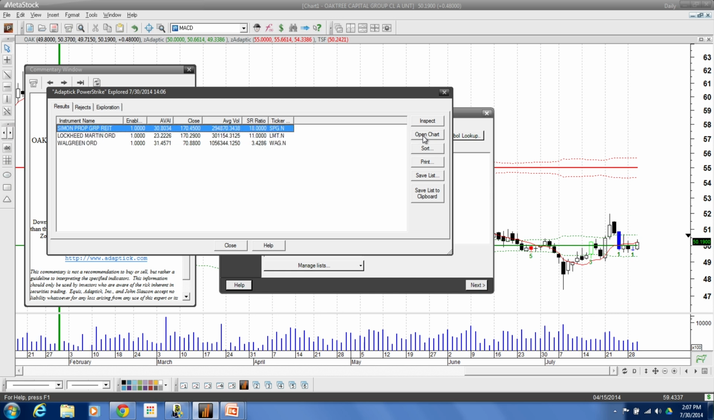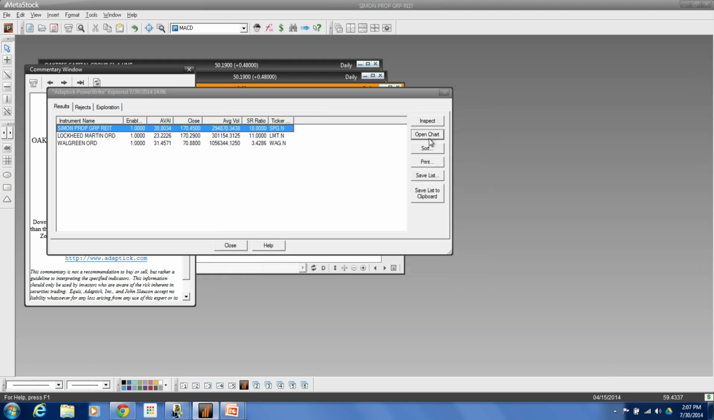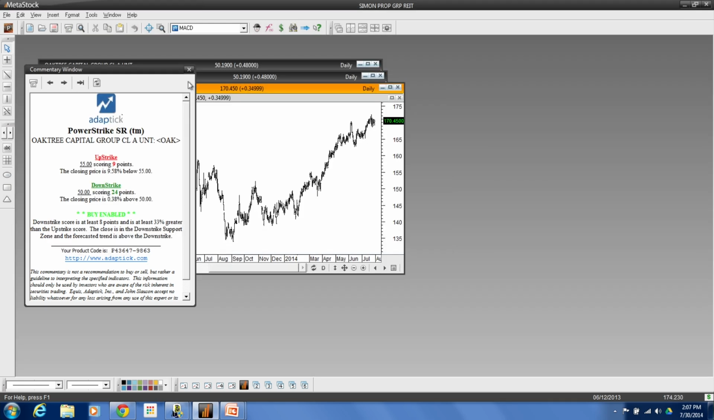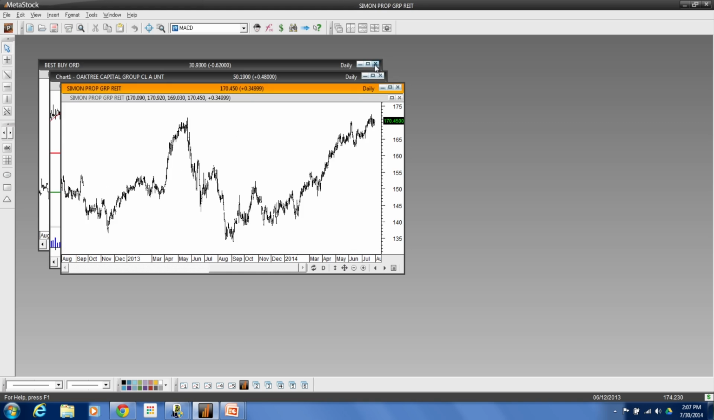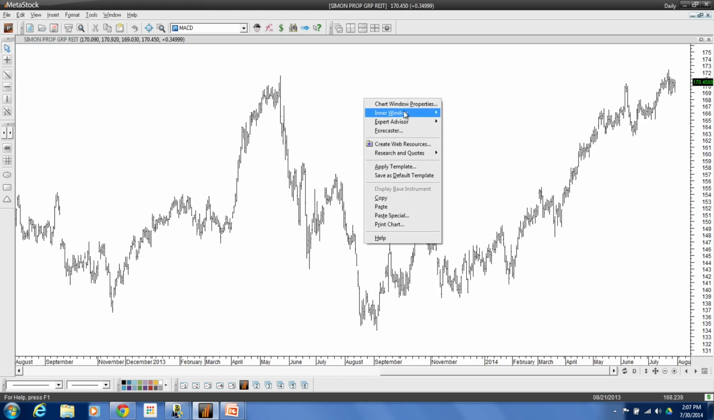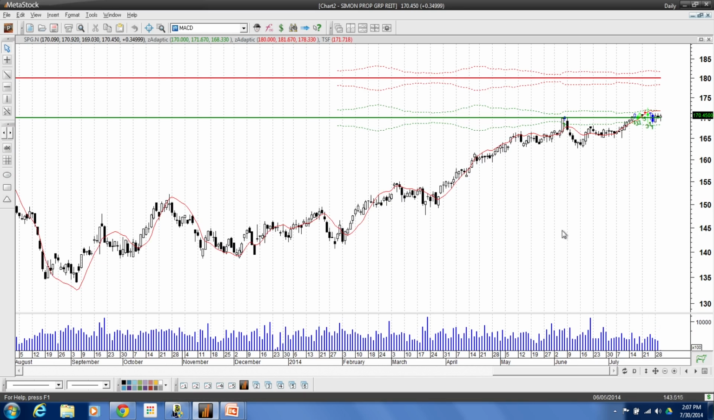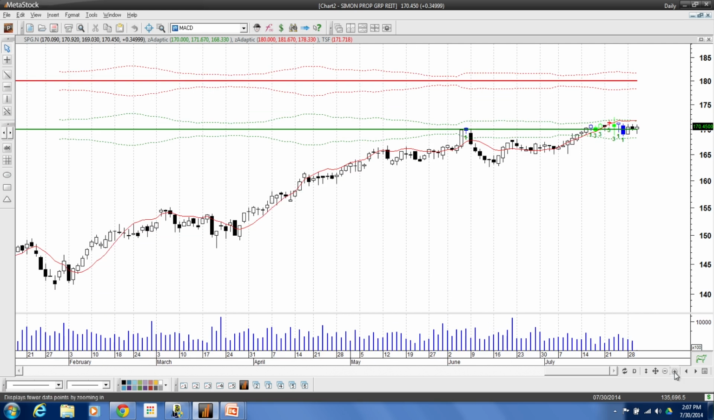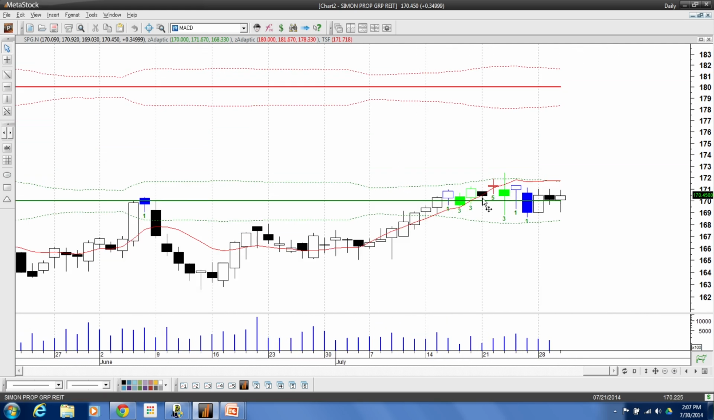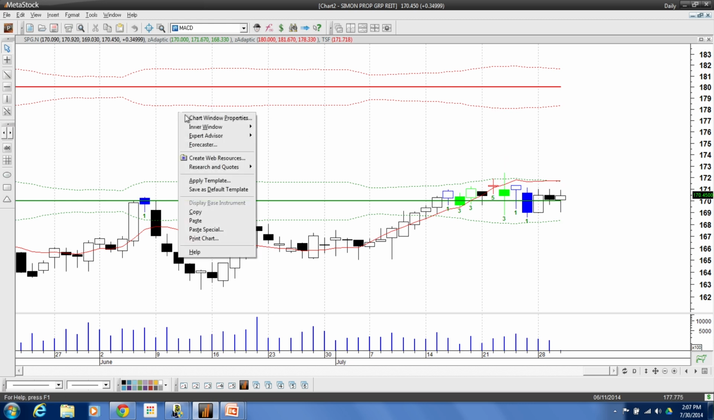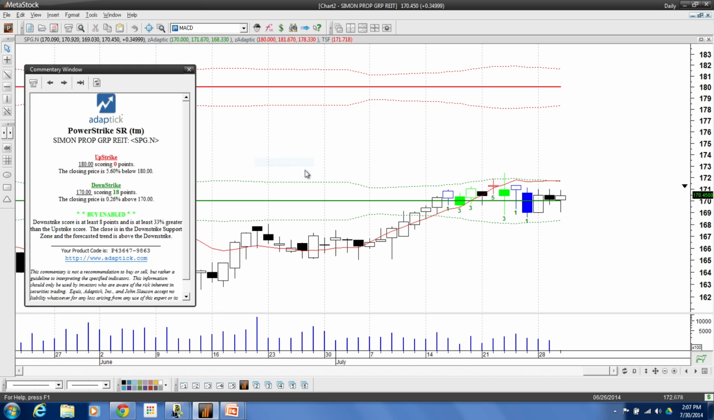So if we were to pull up Simon Profit Group here, click Open Chart. And what I'm going to do is just go ahead and open this up with the adaptive PowerStrike template by right-clicking, going to adaptive PowerStrike, choose Apply. So you can see that criteria coming together to give us that trigger. So again, what are we looking for? For the close to be above the downstrike, our time series forecast to be above, and then we're also looking for that scoring. So let's just look at our expert commentary again.